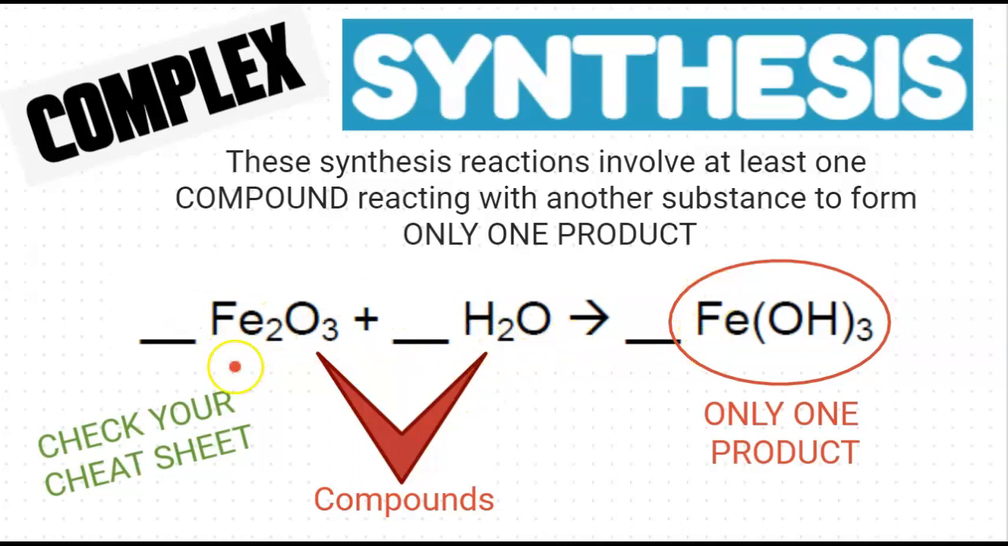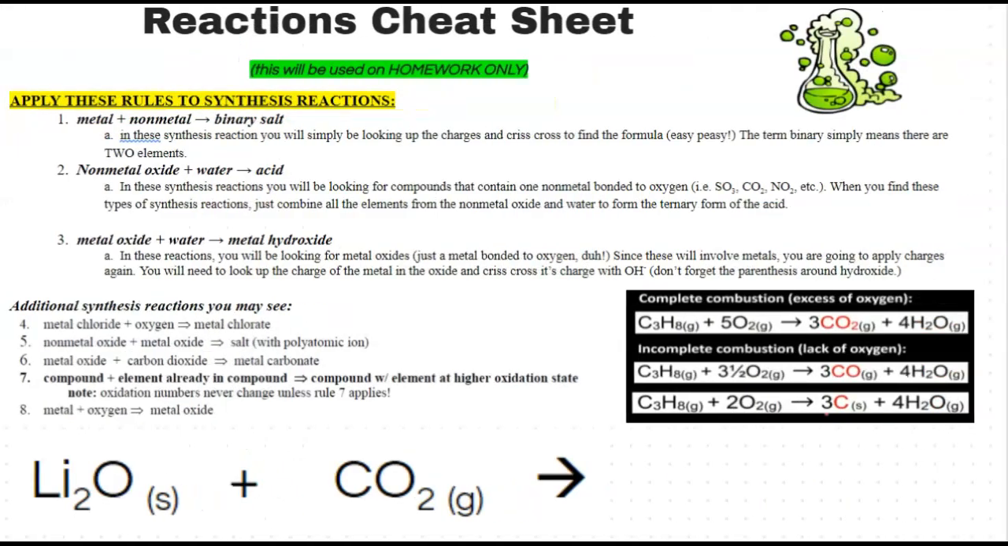When I look at this particular example, at first you might think it's double replacement because it looks like you should be able to split and switch, but you can't split and switch because you'd be trading oxygens. This is going to be one of those complex synthesis. These will appear on the assessment only as a bonus question, maybe an extra credit question, but you should be able to check your cheat sheet and figure out the answer. So let's look at how that works.